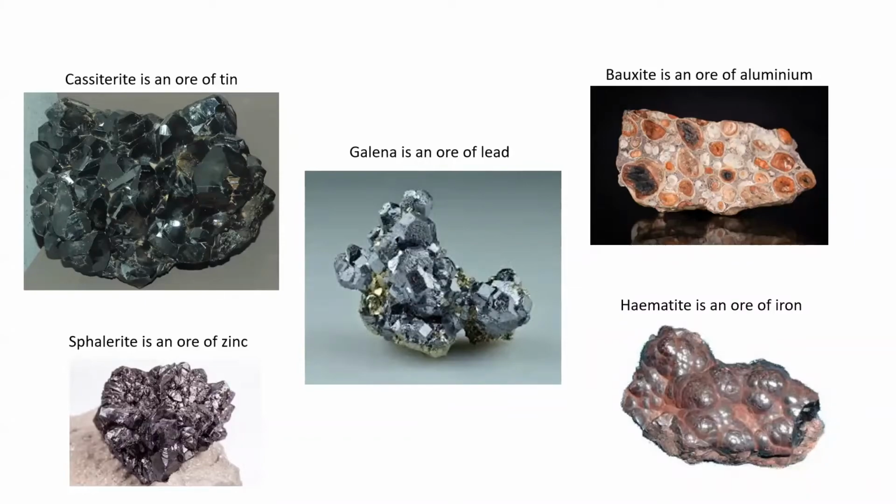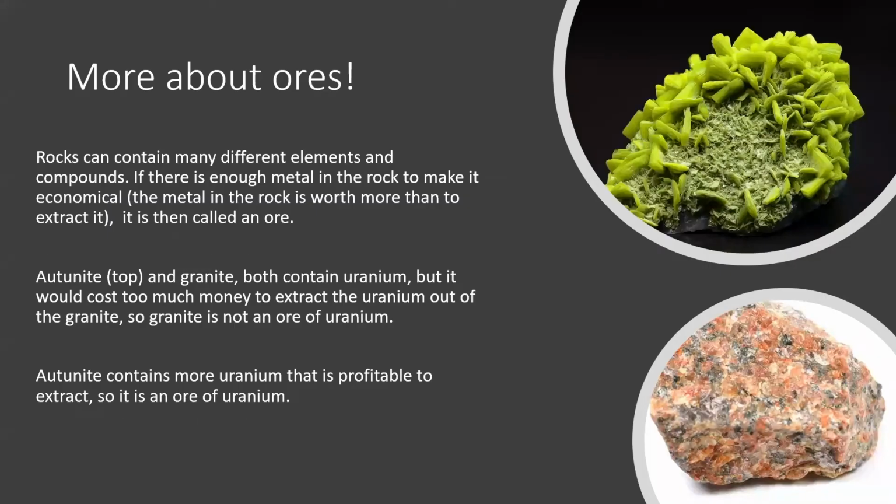In the Natural History Museum in London, you can see huge samples of these rocks. I remember seeing them. It's always worth going to have a look in the rock and mineral gallery. Ores are generally quite pretty rocks. More on ores: rocks can contain many different elements and compounds. If there is enough metal in the rock to make it economical, meaning the metal is worth more than it costs to extract it, it's called an ore. Lots of rocks have metals in them, but they might not be economical to extract, meaning it's not worth it and it would cost more money to get it out.